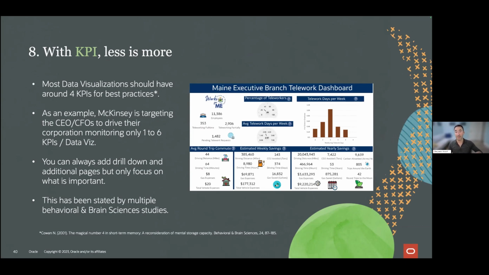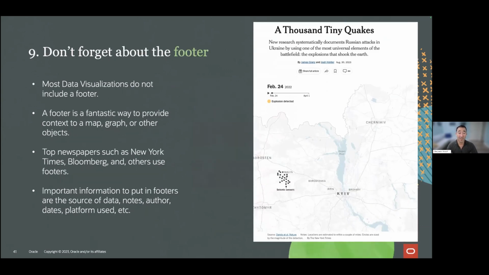You can work with McKinsey or different companies like Deloitte or Accenture, and they will always tell you to start to focus top down. So you focus on 6 KPI, and then you can drill down to the base and show a little bit more. Don't forget about the footer.